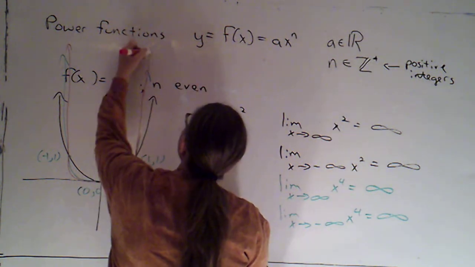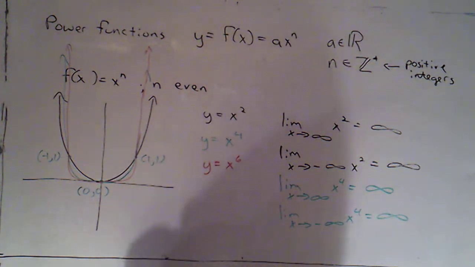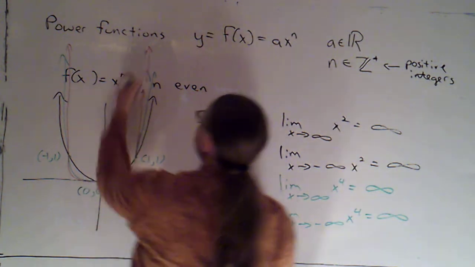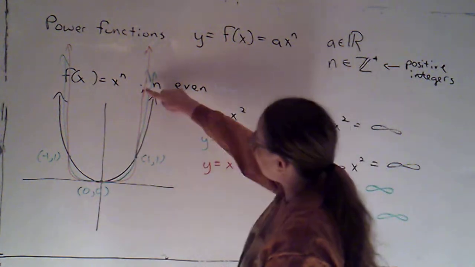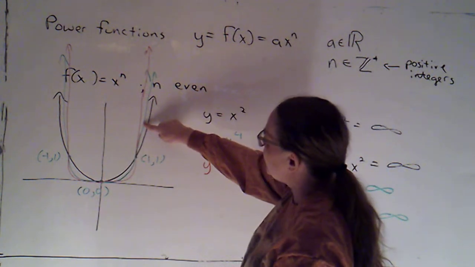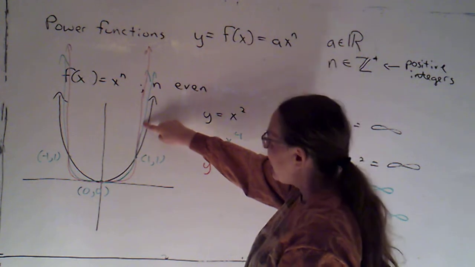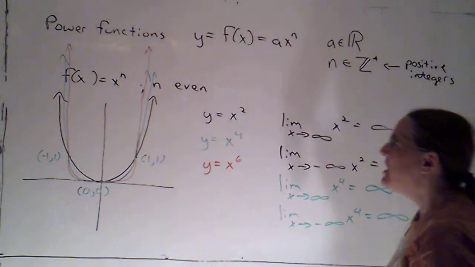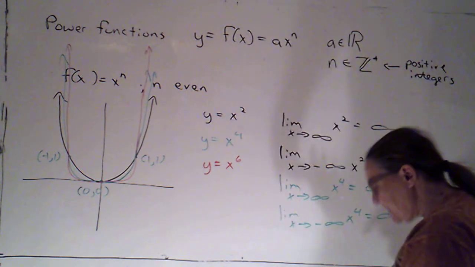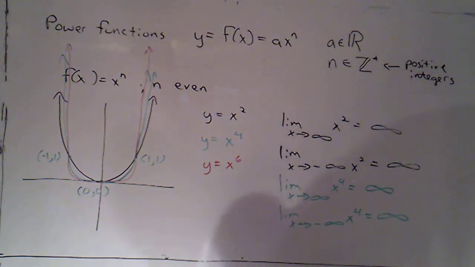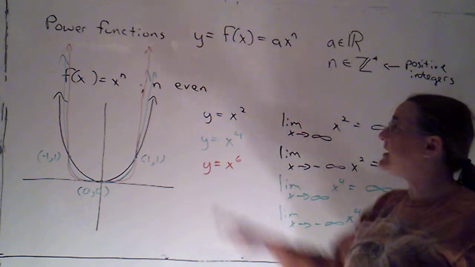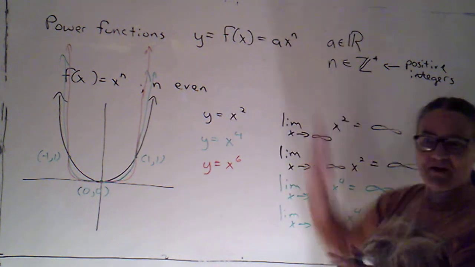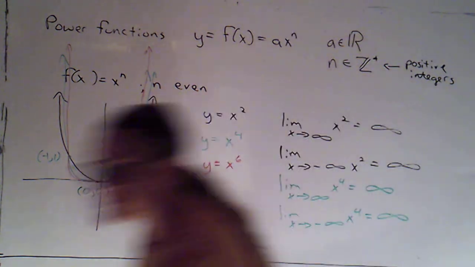To the right of 1, the red graph, which is x to the 6th, is higher up than the green graph, which was x to the 4th, is higher than the black graph, which was x squared. Okay. So basically, even power functions are going to go off to infinity on both sides, at least unless I modify them with a coefficient that changes that.